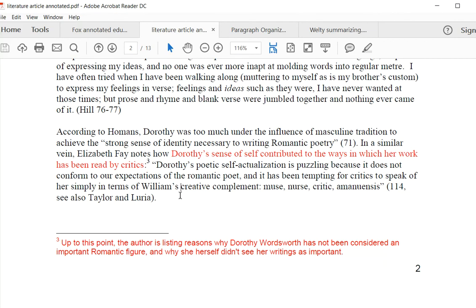Okay, so that's a fairly common way to write a paper. A lot of your research comes in the literature review section where you're explaining what other people have said before you get to your own ideas. Okay, so that's what she's doing. She's listing reasons, I have down here in the footnote, why Dorothy Wordsworth has not been considered an important romantic figure and why she didn't even see her own writings as important herself.